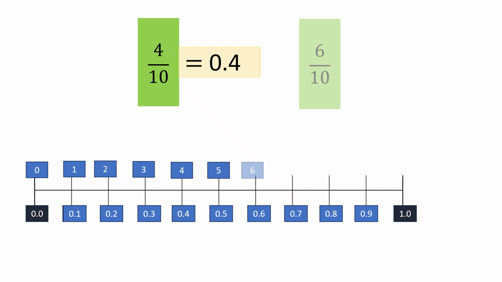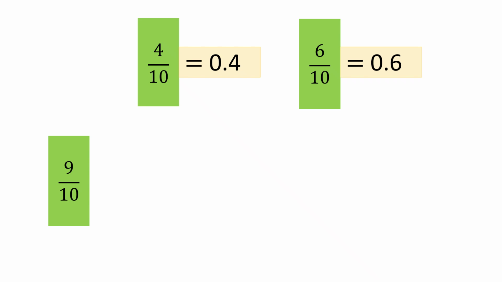Similarly, if we have 6 upon 10, look where is 6 and which decimal number coincides with that point? Yes, 0.6. Correct answer. If we have to write 4 upon 10, it's 0.4 in decimal. If we have to write 6 upon 10 in decimals, it will be 0.6. Tell me, what will be 9 upon 10? It will be 0.9. Correct.